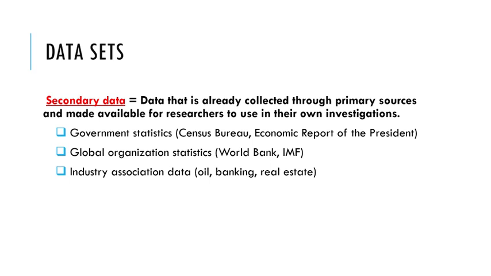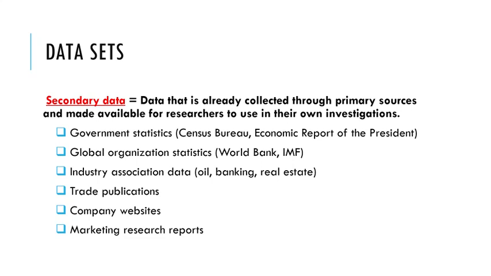We could look at industry associations data. We've got oil industries and banking and real estate, and they keep all kinds of data, a lot of which is publicly accessible. Now, not necessarily everything. There's some things that are proprietary, and they sell those data sets, but it's still secondary data. There are trade publications that are available, and some industries will subscribe to these trade publications, and that would be a continual source of data, but again, secondary. Company websites offer a source of secondary data as well. Finally, marketing research reports. These marketing research reports offer forms of data.